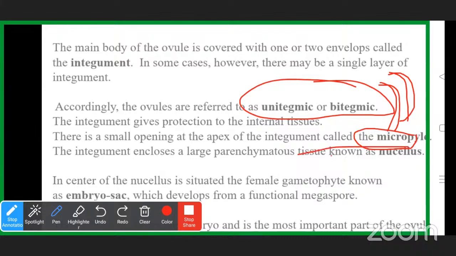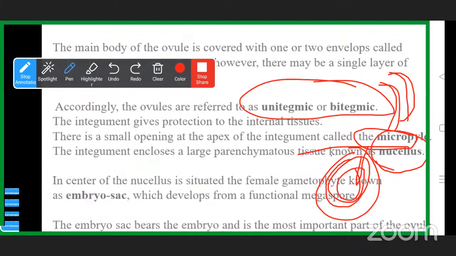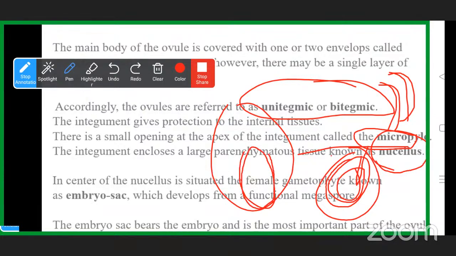Where the integument starts and opens a space, that is called the micropyle. Inside the integument, the diploid parenchyma tissue inside the ovule is known as the nucellus. At the center of the nucellus, the female gametangium is present. That we call the embryo sac.